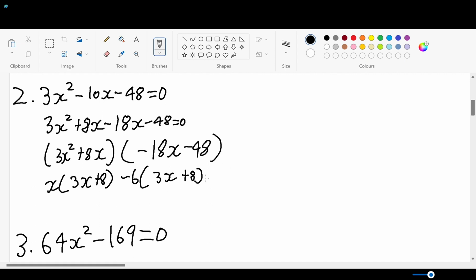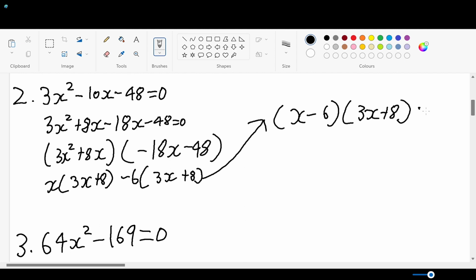The rule over here this time: first bracket x minus 6, then the next bracket 3x plus 8 would be equal to 0. Now, as you can see, it's much easier in its factorized form. So let's solve this one first.